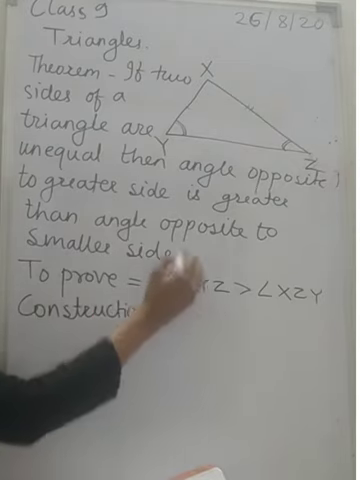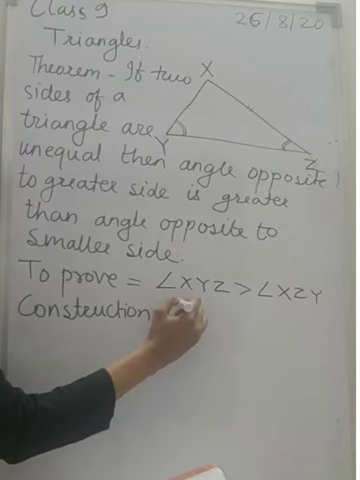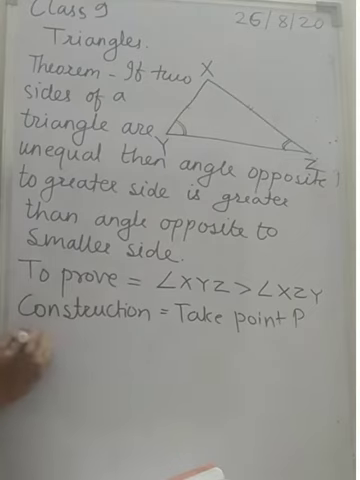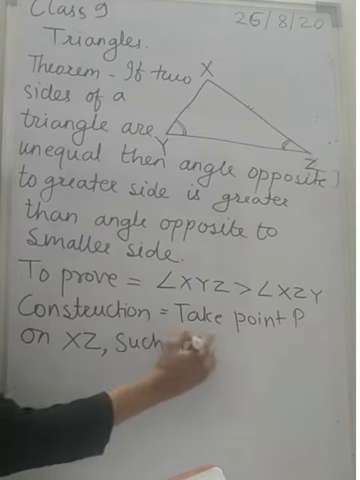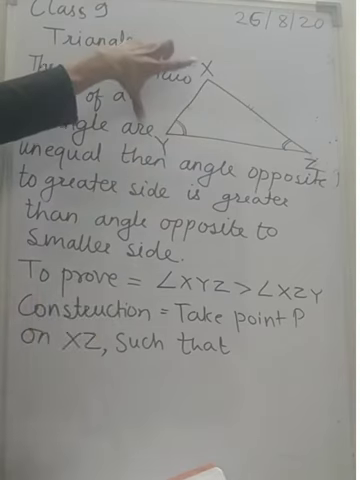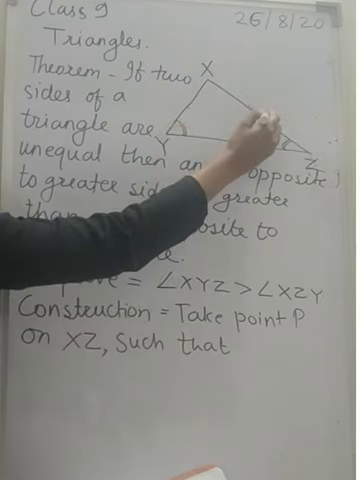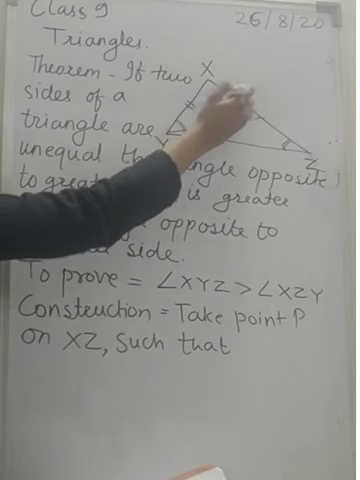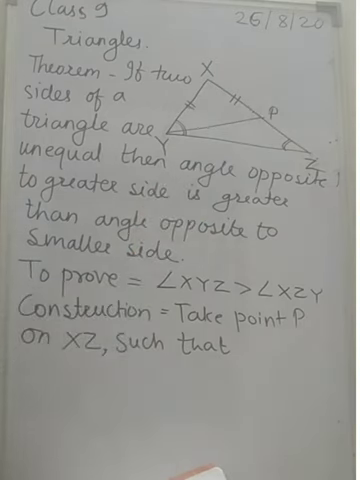Take a point P on side XZ. Now we are going to take point P on this side, XZ, such that this point should be in such a way that XY should be equal to XP. So this side should be equal to this side. Here is point P.